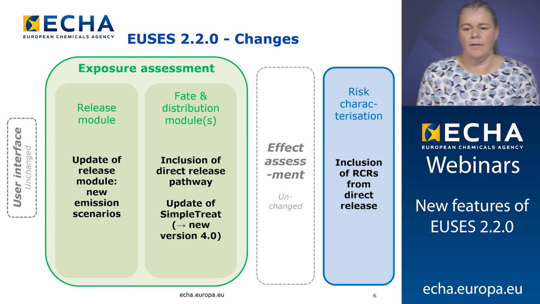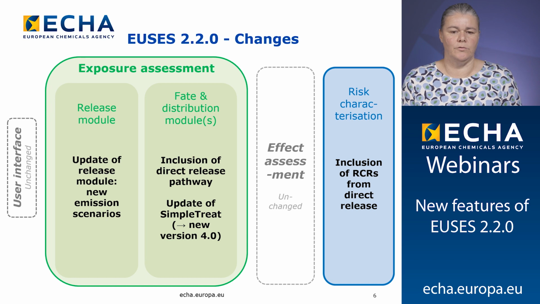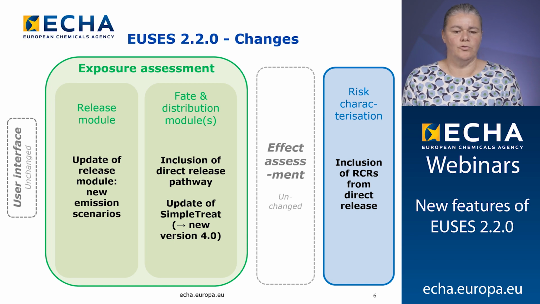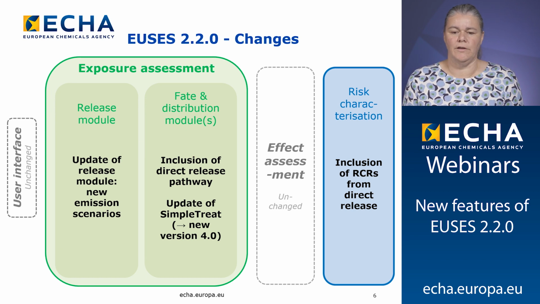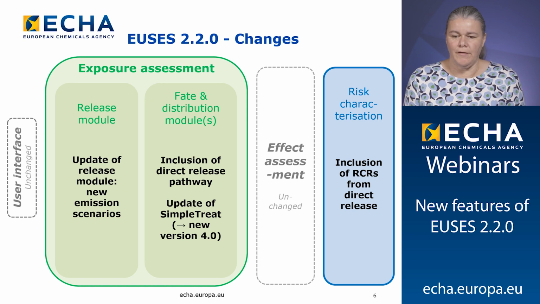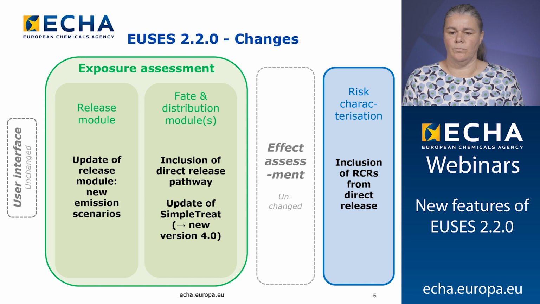Looking a little bit deeper at the changes that were performed, on the left side you see the exposure assessment, which consists of two tools, the release module and the fate and distribution modules. In the release module, as said, new emission scenarios have been introduced. In the fate and distribution module, we included the direct release pathway as a separate pathway next to the release via STP. And we updated also SimpleTreat. In fact, the newer version 4.0 was included in EUSES. The effect assessment as such remains unchanged. Nothing was touched there. And in the risk characterization, in line with the fate and distribution module, we included also the RCRs resulting from direct release to be in line.